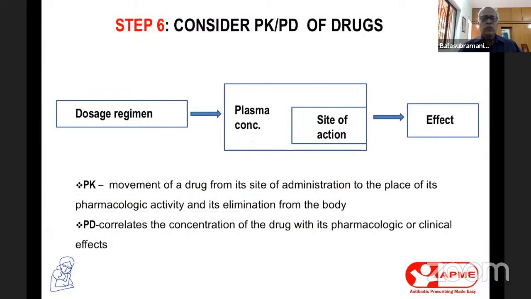Step 6, this is a very important step. When you give an antibiotic, you must know what is PK and what is PD. PK means the movement of any antibiotic. For example, you give amikacin intramuscularly. From the intramuscular region, you expect amikacin to act on the kidneys. So that is the place of its pharmacological activity. And it is also excreted through the kidney.